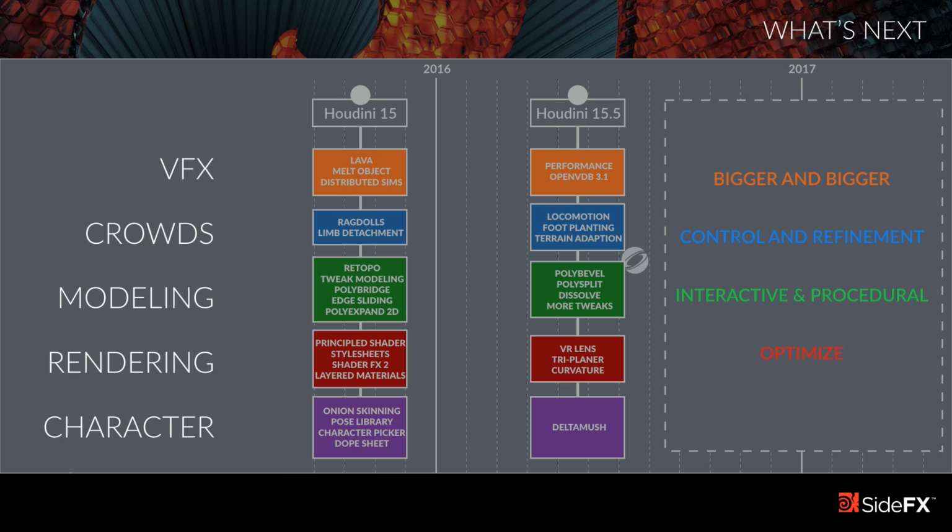For rendering, we will optimize both the user experience and the speed of Mantra itself. For character, it is time to start rigging, with new AutoRig and muscle tools in development. With our next release, creating and animating characters in Houdini will become a much more common occurrence. Now let's take a closer look at some of the features coming in our next release.